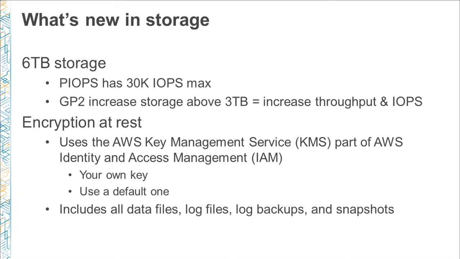So let's start right away with what's new in storage. We recently went from a 3 terabyte limit to a 6 terabyte limit. This doesn't change the maximum IOPS today. That's still around 30,000 IOPS, and that's mostly due to the limits on the machines about how much network throughput they can get. But the nice thing is with our general purpose storage, or GP2, you get 3 IOPS per gigabyte, so now that you can have larger storage, you can get more throughput and more IOPS. And I'll talk a little bit more about why that's such a great deal for GP2.